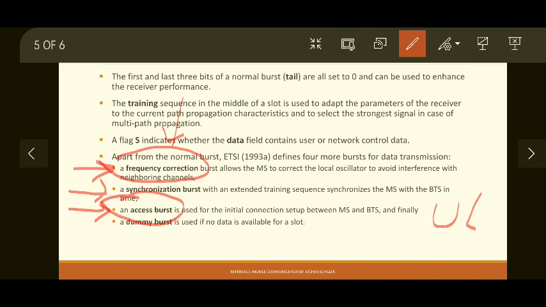And finally there is a dummy burst. It is used if no data is available for a slot. In the frame there are 8 slots. If a certain user has nothing to transmit, then a dummy burst is inserted in that slot. So there are a total of 5 types of bursts.